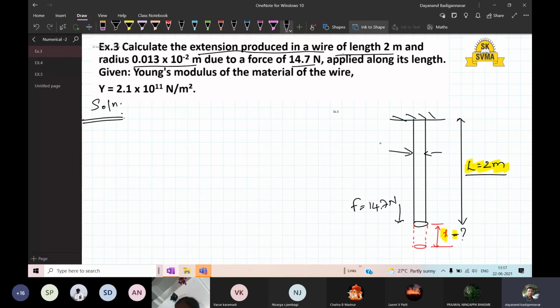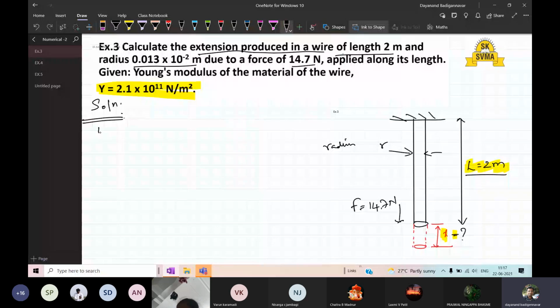And the radius of the wire is given. So the wire has a certain diameter, therefore radius is given. It is taken as R, the radius of the wire. With this information and the Young's modulus that is given to you, calculate the extension that is produced. So write down all the information you have.